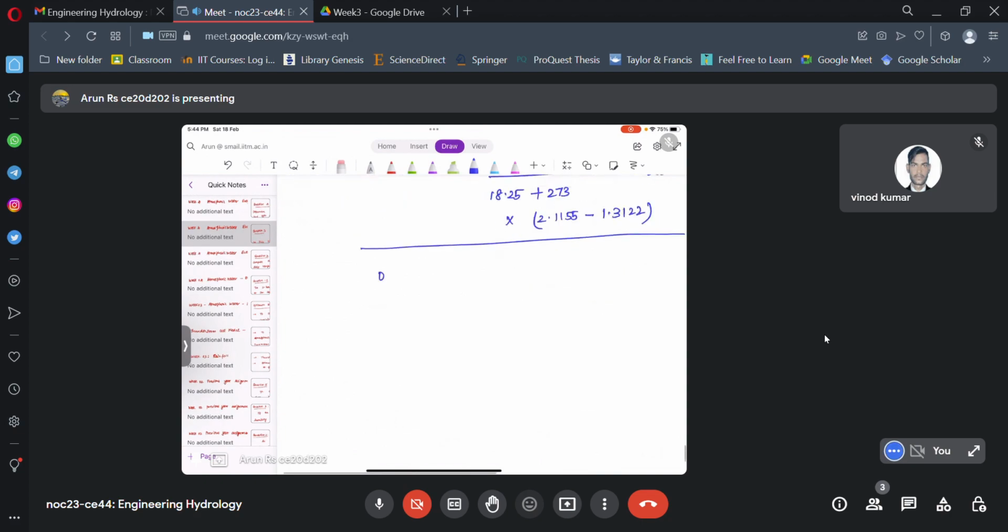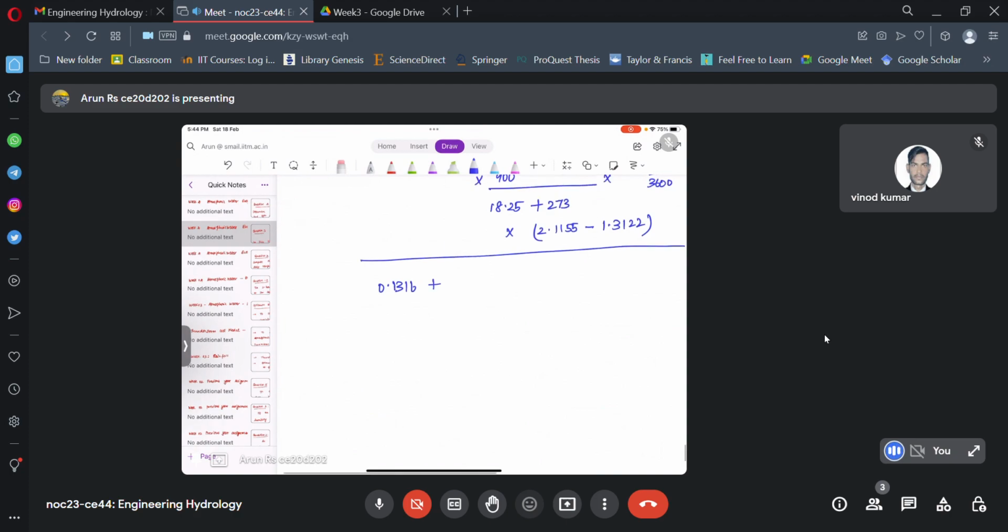whole divided by 0.1316, this is your vapor pressure gradient, delta plus gamma, 66.07 into 10 to the power of minus 3, the psychrometric constant, plus 0.34 into 4 into 1000 by 3600, your wind velocity in meter per second. So if you evaluate this expression, you will get your reference crop evapotranspiration as 4.966 mm per day.